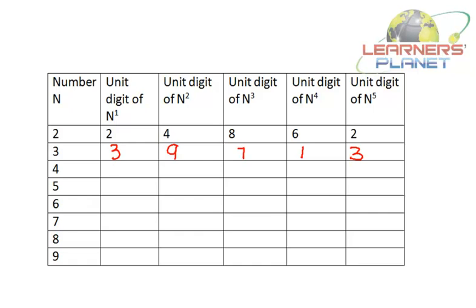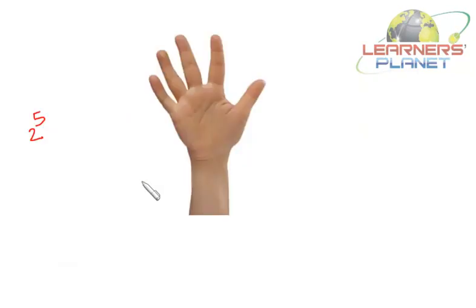Now let's calculate it for 4. 4 raised to 1 will end in 4. 4 4s are 16. That will end in 6. Then 6 4s are 24. Further we are getting 4. Then 4 4s are 16. Further we are getting 6. Then 6 4s are 24. Further we are getting 4. So the sequence will go like this: 4 6 4 6 4. That means if 4 is raised to any odd power, it will produce 4. If 4 is raised to any even power, it will produce 6. So let's fill.